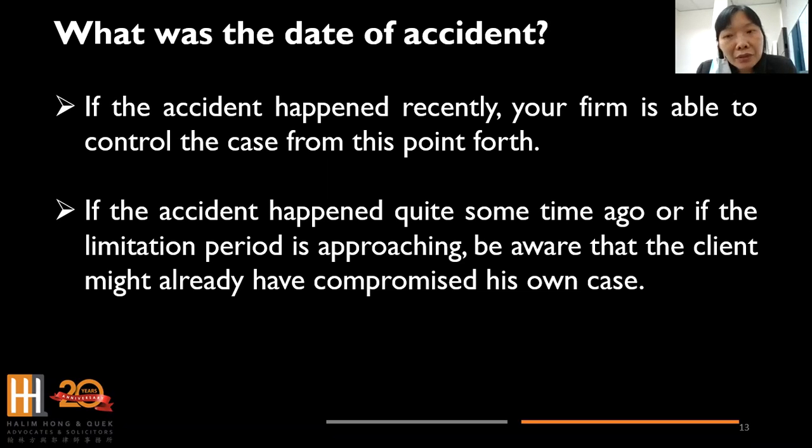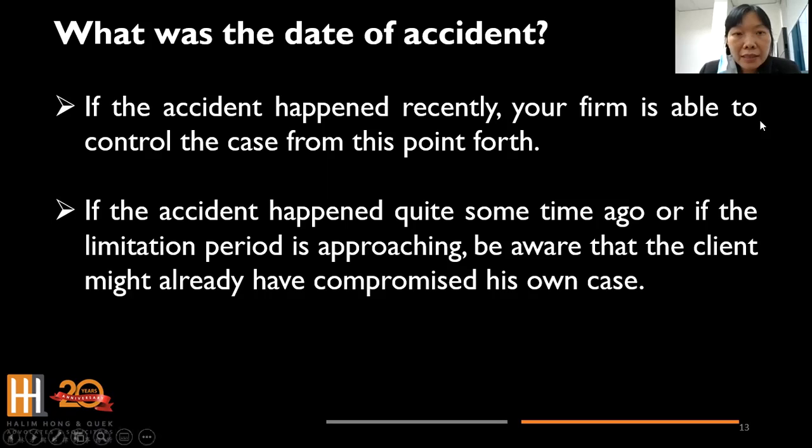If your accident happened recently, then your firm is able to control the case from the point forth. It is always good that if it has just happened, you quickly get a lawyer and not wait until quite some time, because for running down, just for information, the limitation is very short. Instead of 6 years it is 3 years. 3 years will very quickly pass, so if you have to take action, take it quickly, not when the limitation period is coming. If the client sits on his case, you might feel that the client may have already compromised his own case. Sure, the defense will raise this limitation period.